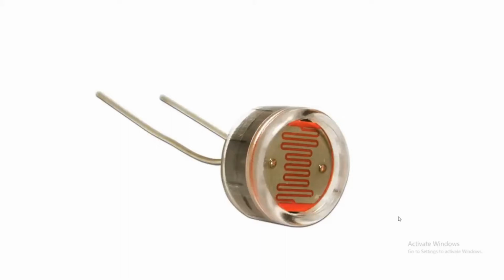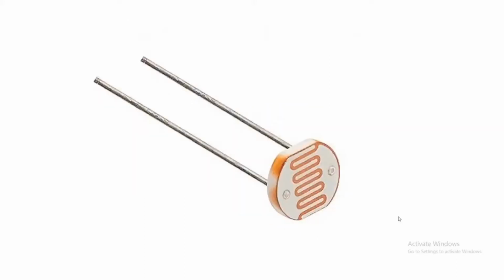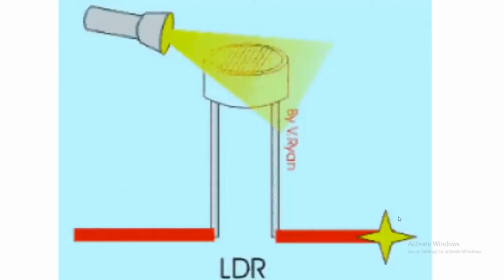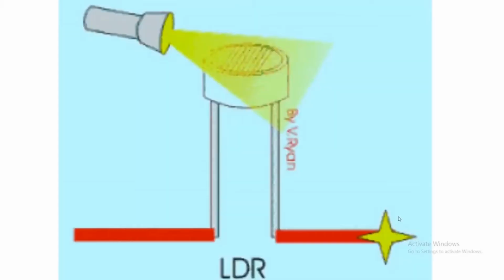The next type is the LDR resistor, light dependent resistor. This is a very common resistor. It's also called a light sensor. When light falls on the surface of this resistor, the resistance becomes very low. When light does not fall on the surface of this resistor, the resistance becomes high.